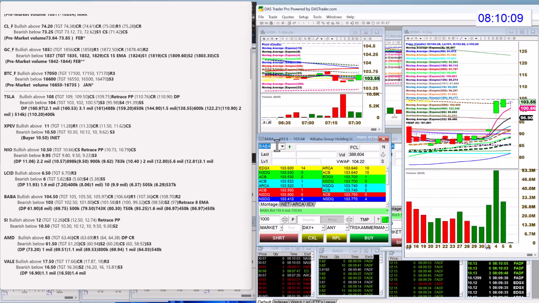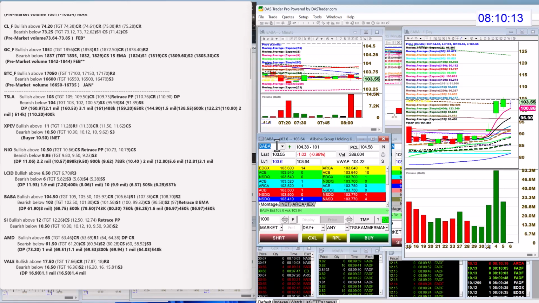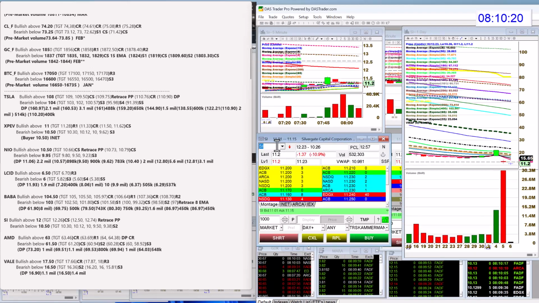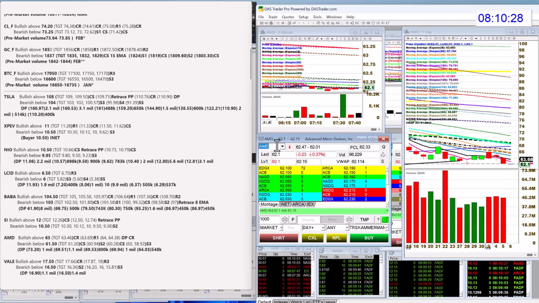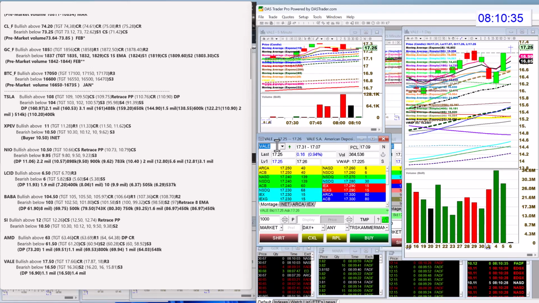Baba. Bullish above 104.50 today, bear below 103 for retracement down to the 4 and 8 EMA. Silvergate, bullish above 12 today and bear below 10.50. AMD, we're going to be bullish above 63 and bear below 61.50. And Vale, very strong above that 17 level today, bullish above 17.50. And bear below 16.50.